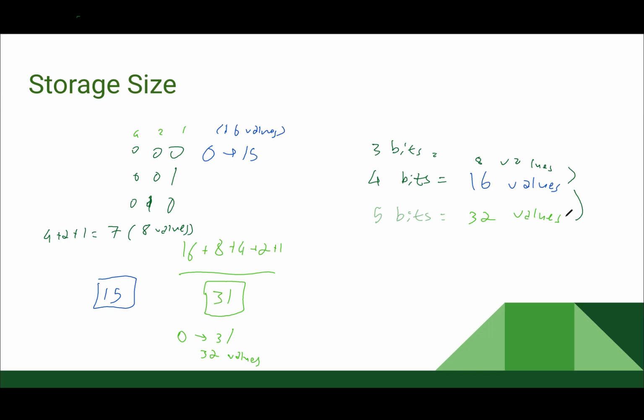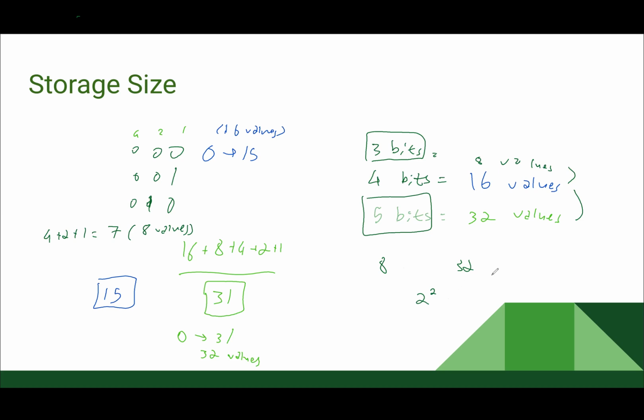So what is my relationship there? It's doubling every single time. So the difference between 3 bits and 5 bits, what's the difference between 8 and 32? It's 2 squared, right? We have 4 times the number of values.